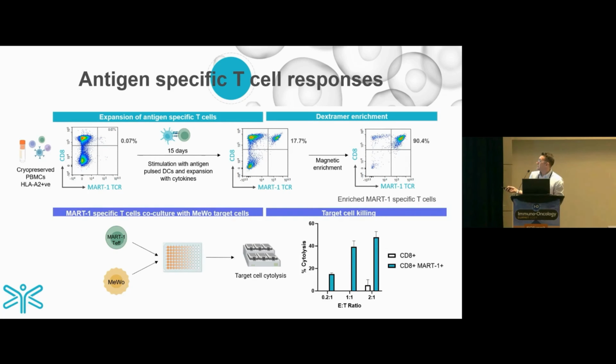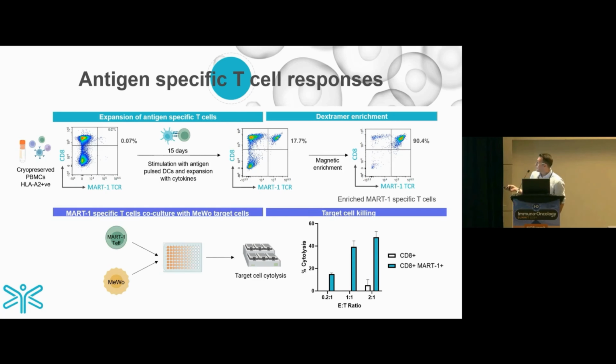In this instance, this is healthy HLA-A2 donors, where you already have a slightly elevated frequency of MART1 specific T cells in there. And we can stimulate these with specific antigen and expand the cytokines over a period of 15 days to enrich that population and give us large banks of mixed T cells. What we're then able to do is magnetically enrich these with tetramers to give high purity antigen-specific tumour antigen relevant T cell populations. And these are nicely functional.